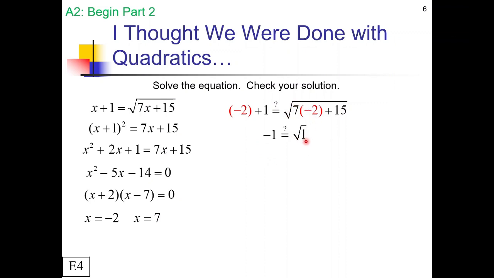The square root of 1 is positive 1, not negative 1. So those don't actually come out the same, and that means that we actually have to eliminate this extraneous root of x equals negative 2. So every now and then we catch one.